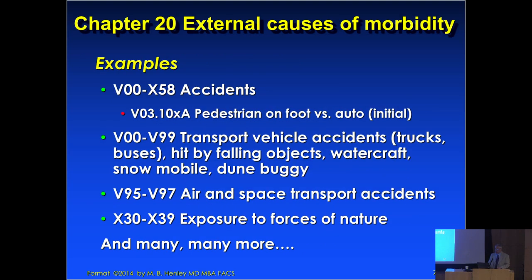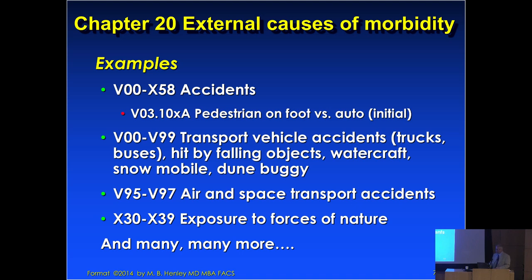So examples of external causes of morbidity include accidents, such as V03.10XA, which is a pedestrian on foot struck by an auto, as the initial visit, A. V0 through V99 are transport vehicle accidents, such as trucks and buses, or hit by falling objects, watercraft, snowmobile, dune buggy.